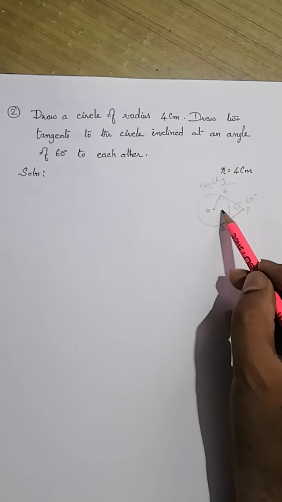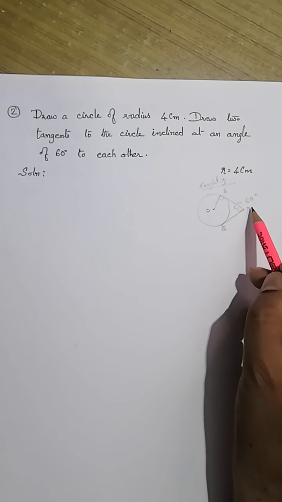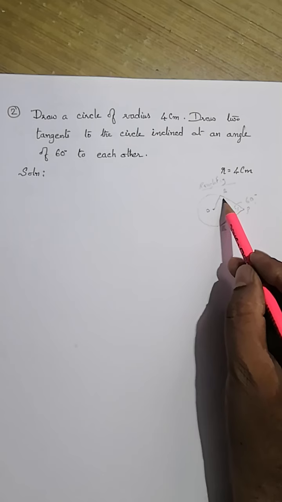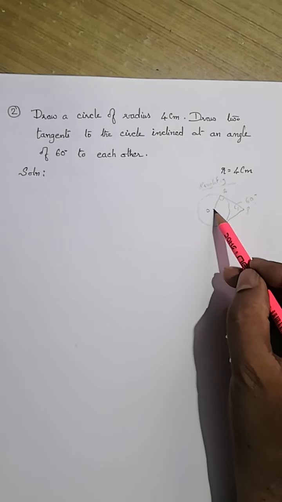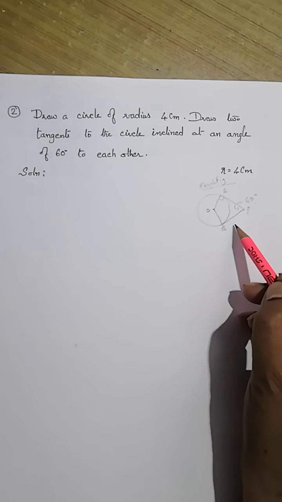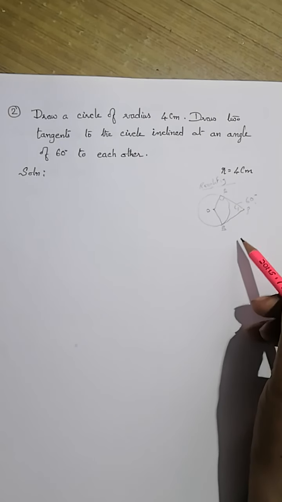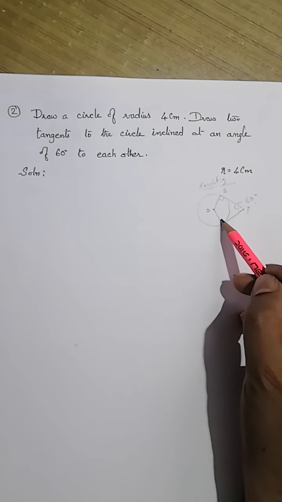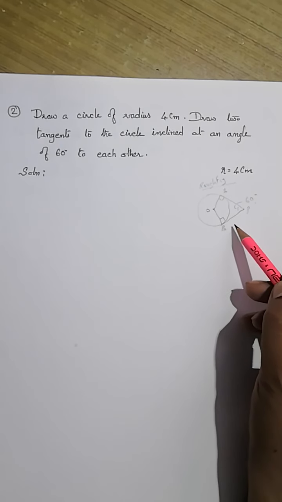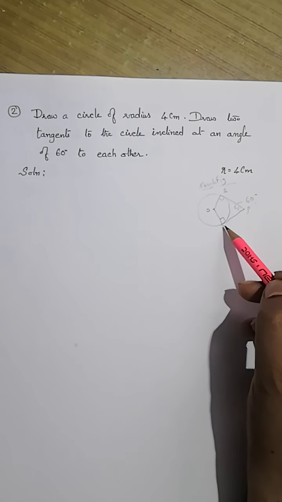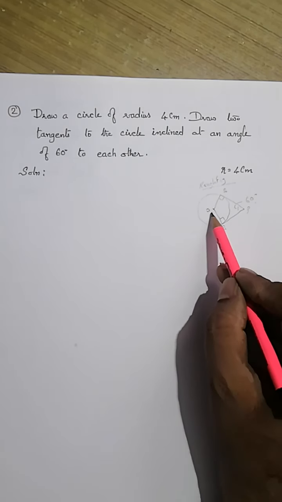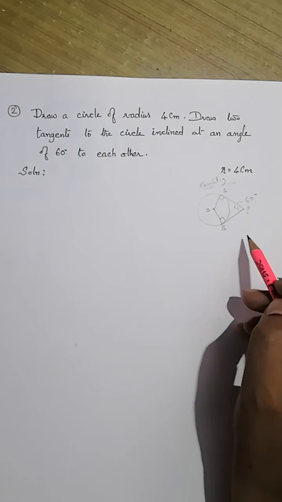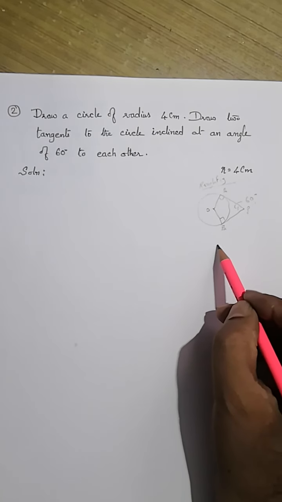if OA is the radius and AP is the tangent, angle A will be the right angle. Similarly, here if OB is the radius and BP is the tangent, angle B will be a right angle. So angle A and angle B are supplementary. Hence angle O and angle P should be supplementary.